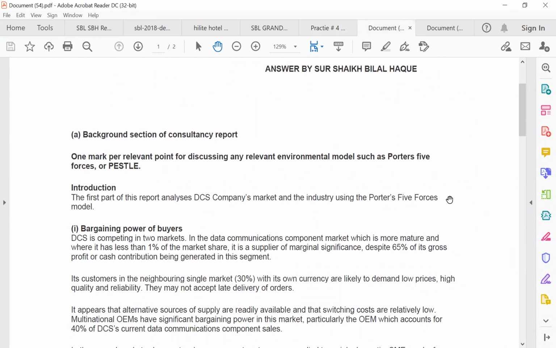One mark per relevant point for discussing any relevant environmental model such as the Porter's Five Forces model or PESTLE analysis. So I have chosen the Porter's Five Forces model. Introduction. The first part of this report analyses DCS's market. I've shared this answer with you as well, so that if you want to read it for future referencing, you can read it out. The first part of the report analyses the DCS company's market and industry using the Porter's Five Forces model.